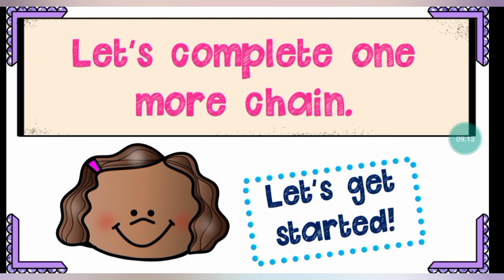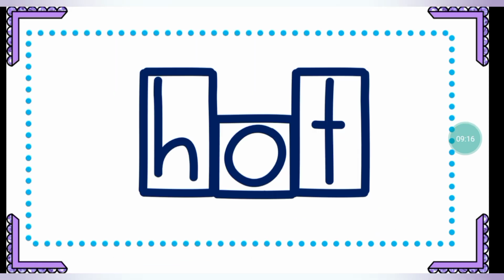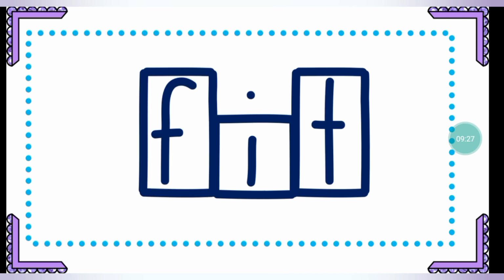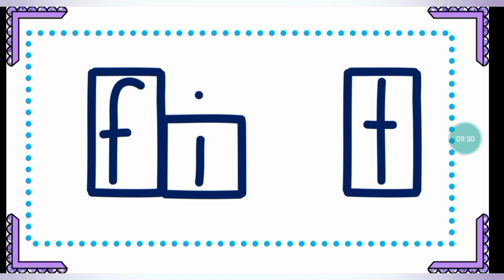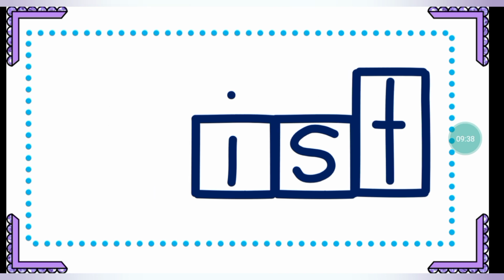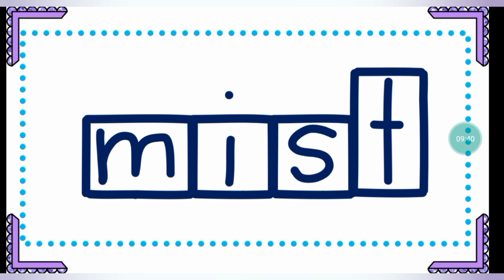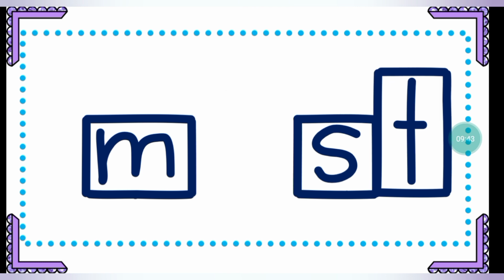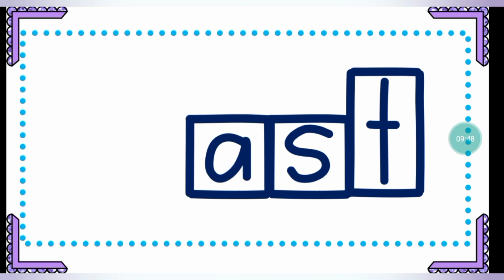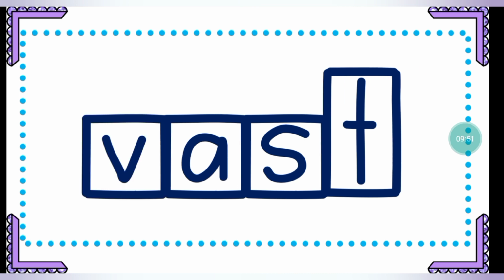Okay. Let's complete one more chain. Let's go. Hot. Letter o has been removed and replaced with e, and that's heat. Letter h was removed and we are left with eat. Letter f has been added and we have feet. No letter was removed and a letter will be added and we have fist. Letter f was removed and replaced with letter m, and that's mist. Letter i has been removed and replaced with letter a, and that's mast. Letter m has been removed and replaced with letter v, and that's vast.